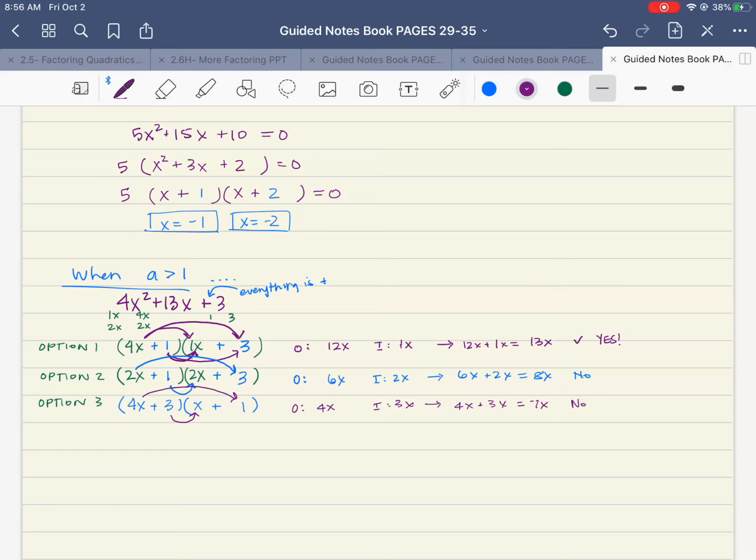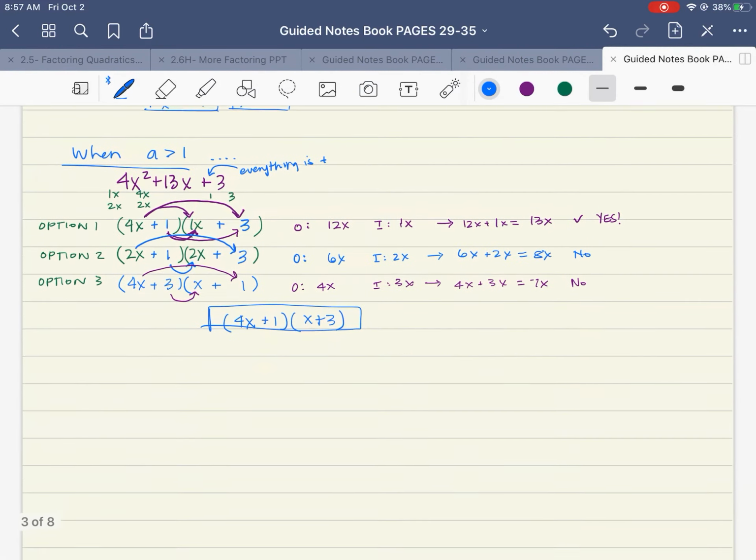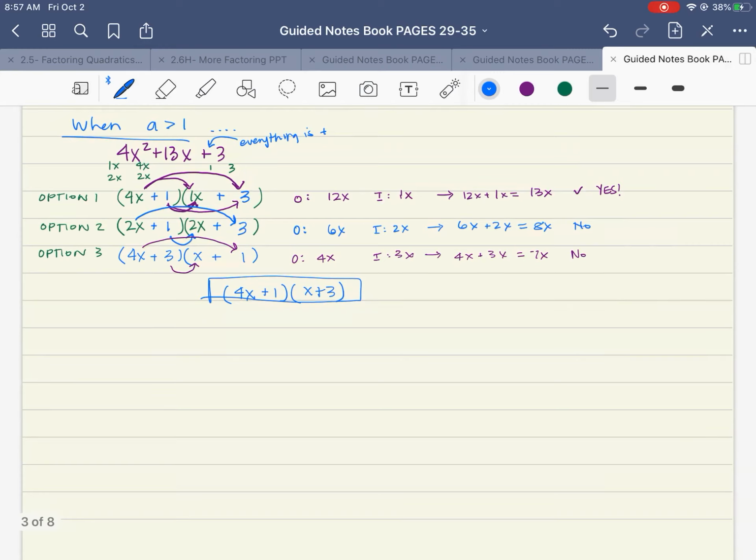So the order of your factors really does matter because it's determining which values are multiplying in your distribution. So in this case, our final factored form, that top one was the winner. So this one, 4x plus 1 and x plus 3, this is the factored form for the polynomial that we started with. Okay. Again, let's look at another example listing out all the options. We'll jump to our guided notes in just a second.